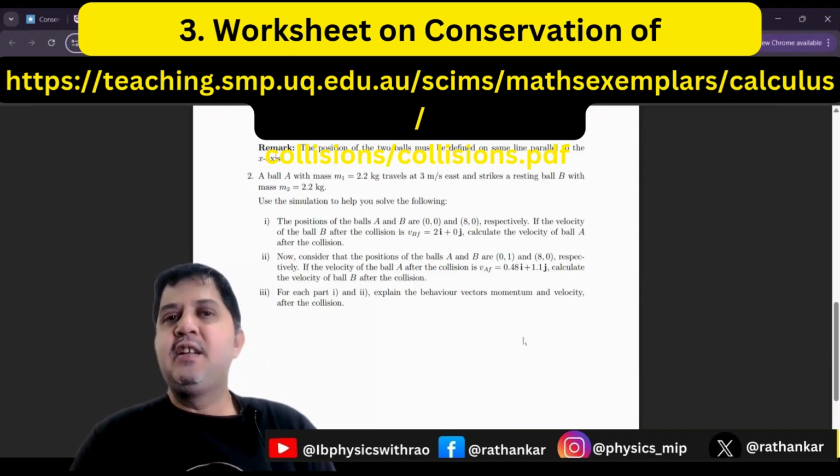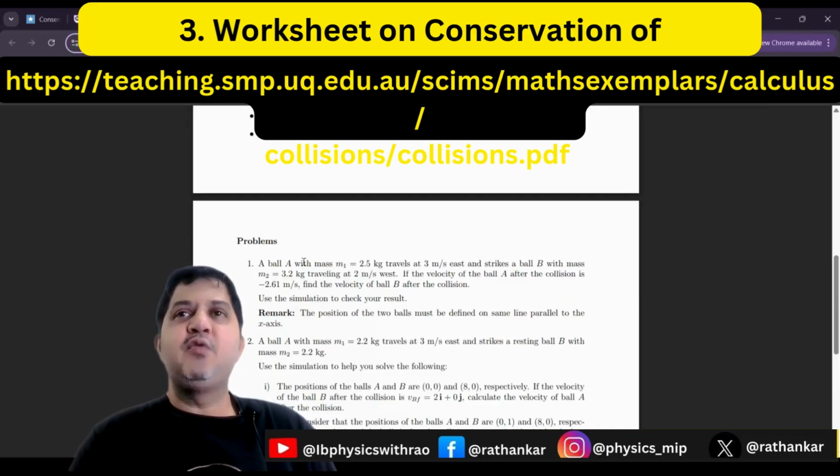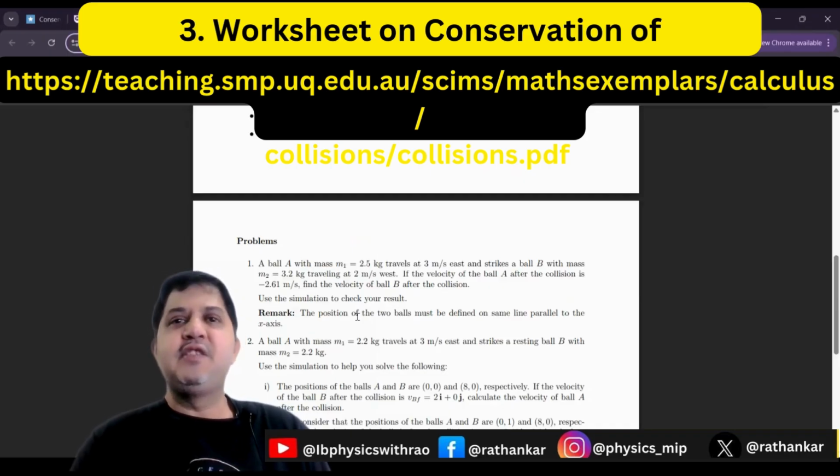In fact, here this also accounts for the two-dimensional collision. As you see, this is VAF equal to 0.48 i plus 1.1 j. j refers to the y-axis. So that is also being given. Therefore, when you are teaching two-dimensional collisions, you can actually use this also.